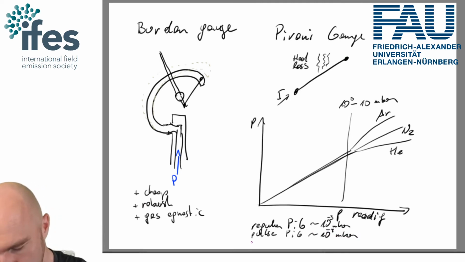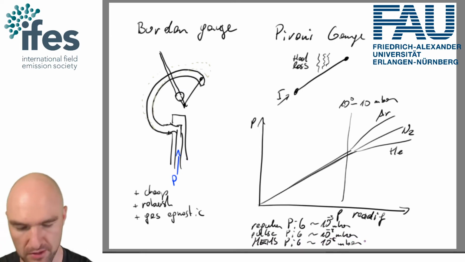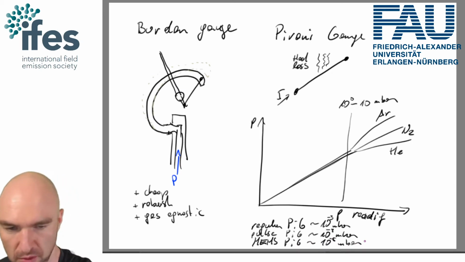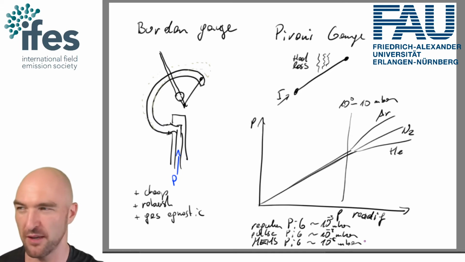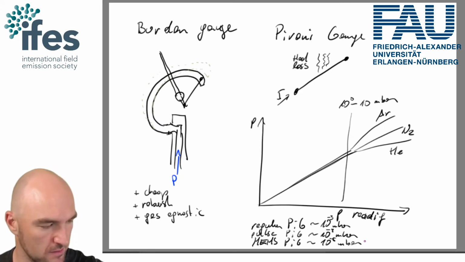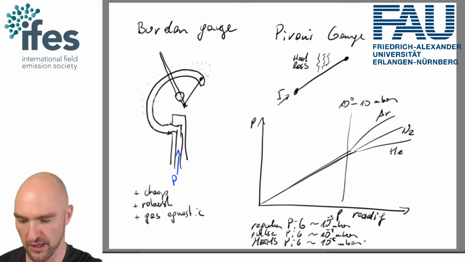And you can get MEMS Piranis now down to around 10 to the minus 5 millibar. So we're only about an order of magnitude away from what we really want, because 10 to the minus 6 is roughly where an SEM works, or where a lot of coating systems work. And it would be really nice if in these systems we could get away with having only a Pirani gauge.